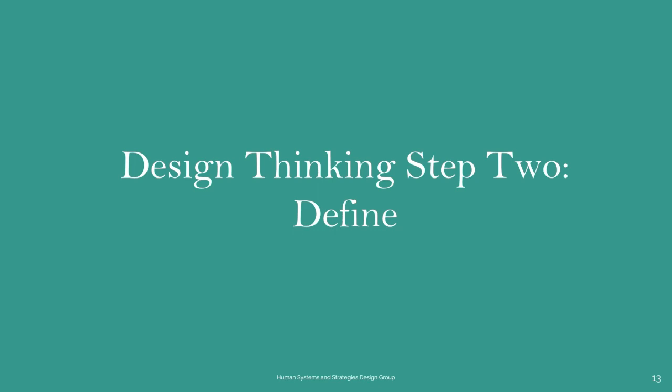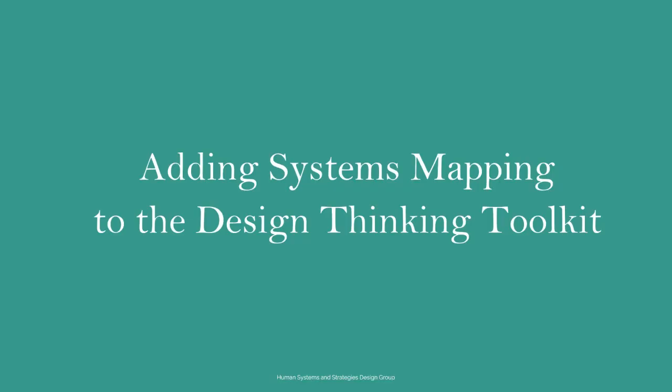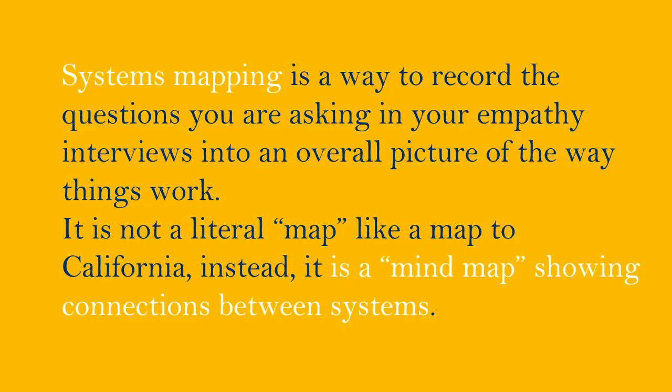So now let's talk about what happens after you've conducted your empathy interviews and you've gotten lots of data. So step 2 in design thinking is to define. We've got empathize, define, ideate, prototype, test. Same steps every time, every problem. So let's talk about definition. And we're going to add systems mapping here because it's a really useful tool. After you've talked to a lot of people and you've collected a lot of data, you can be overwhelmed and not really know how to separate the important things from the unimportant things, or the big levers from the non-levers. So let's talk about adding systems mapping to the design thinking toolkit.